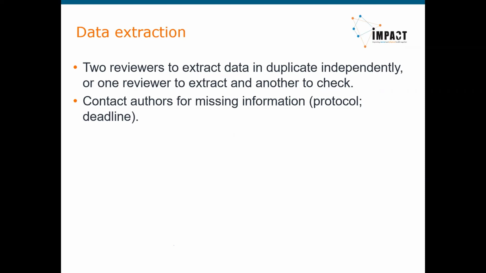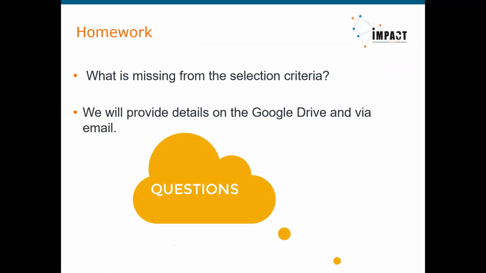And then if you miss any information, you can contact the authors if you need, say, the standard deviations, for example. Can outcome be a reason for excluding the study from review?